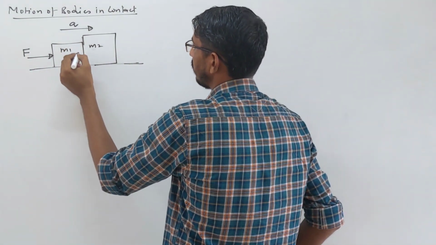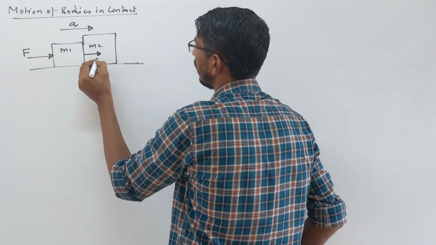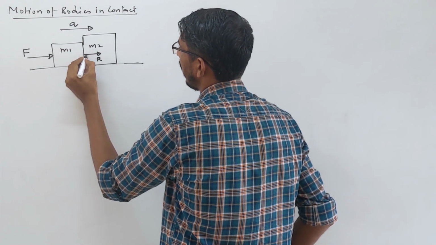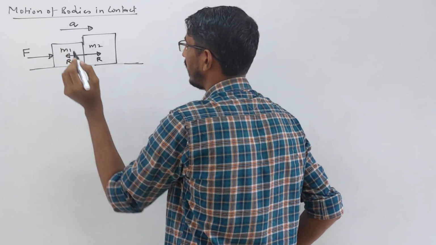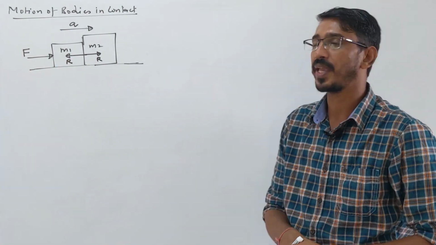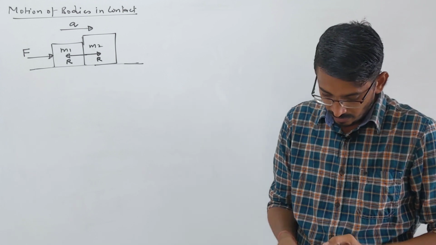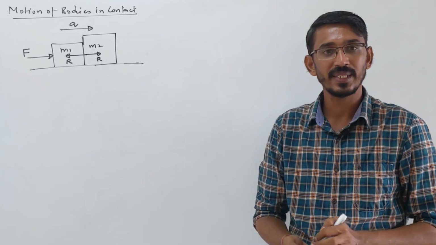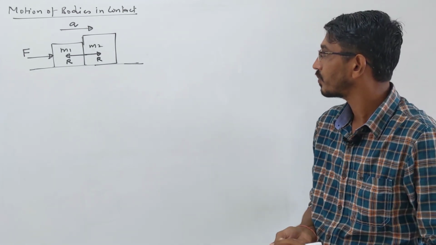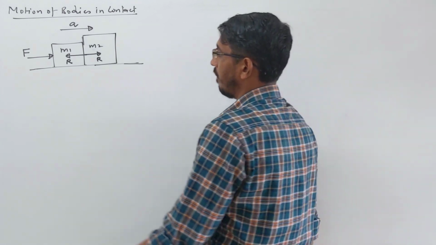This mass will apply a force on this one, let's call it R, and that body will also apply an exactly equal and opposite force, R here, the reaction. So this reaction we have to calculate. Here now we have to use our FBDs. Let's see how to use them. How do we apply FBD?